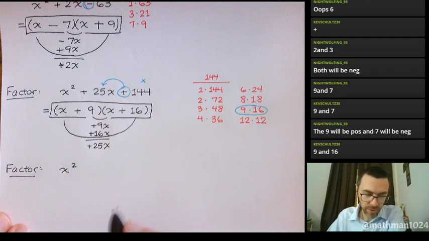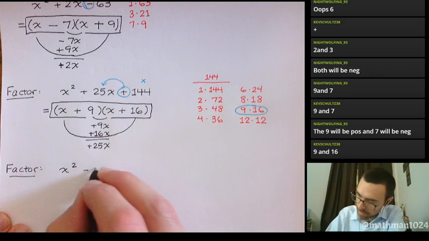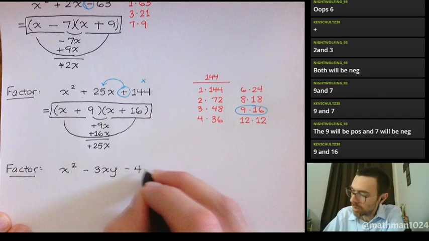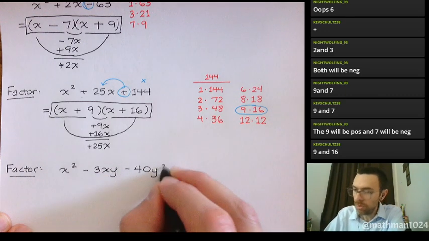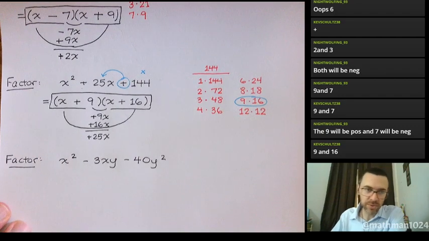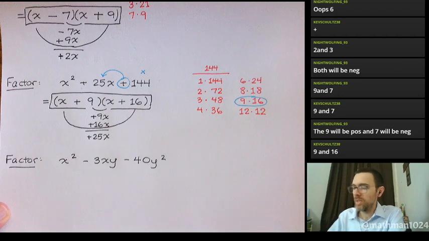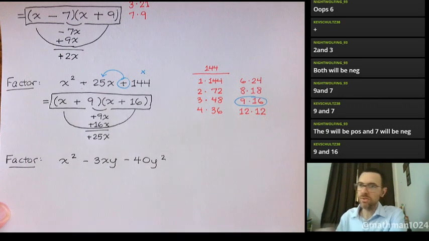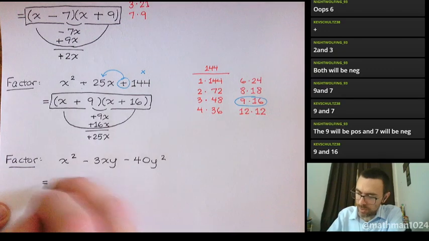Let's try x squared minus 3xy minus 40y squared. Now, if you look at this, you might think there's a common factor to take out, but there's not. These guys have x, these guys have y, but nobody has all x. There's not everybody that has y, so this problem is actually easier than you might suspect.